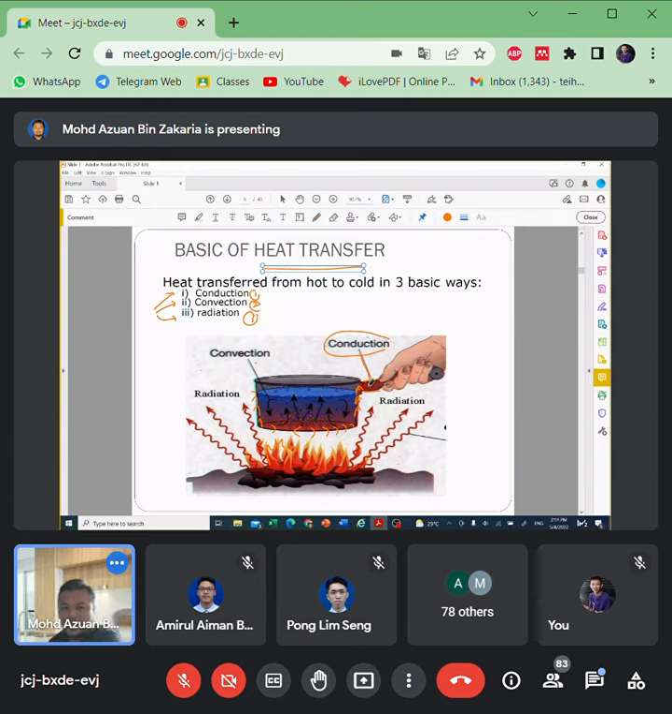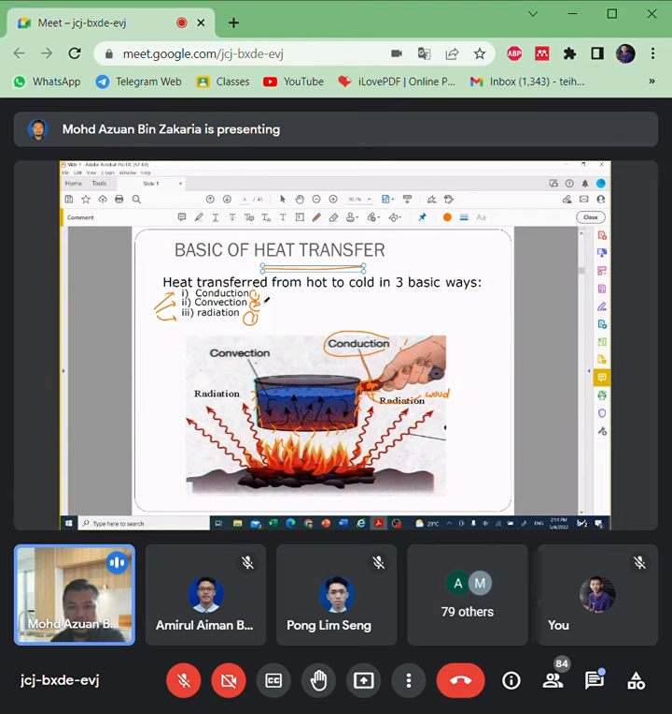But if this holder is steel, the hand will feel hot. But because the holder is normally made of wood, and wood is a very good heat insulator, we can hold the pot.